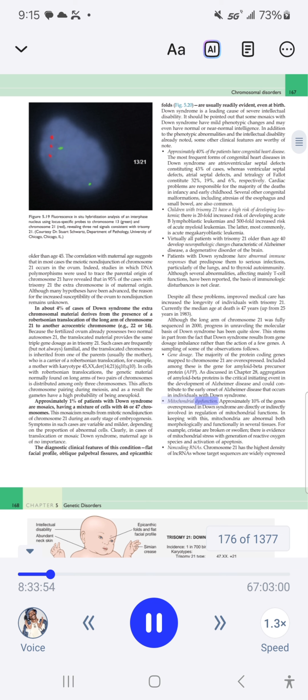Mitochondrial dysfunction. Approximately 10% of the genes overexpressed in Down syndrome are directly or indirectly involved in regulation of mitochondrial functions. In keeping with this, mitochondria are abnormal both morphologically and functionally in several tissues. For example, cristae are broken or swollen. There is evidence of mitochondrial stress with generation of reactive oxygen species and activation of apoptosis. Non-coding RNAs. Chromosome 21 has the highest density of long non-coding RNAs whose target sequences are widely expressed.